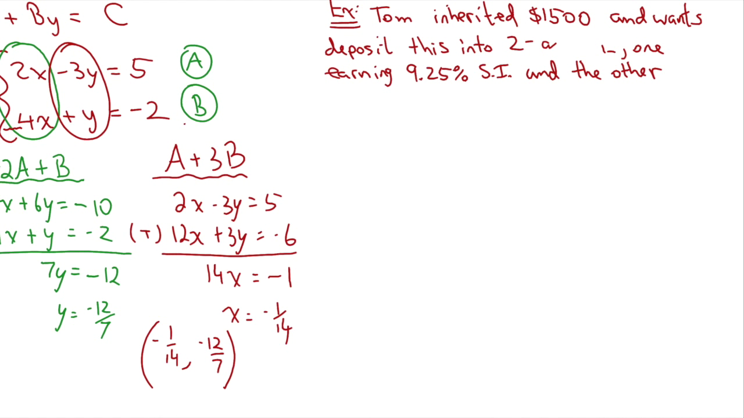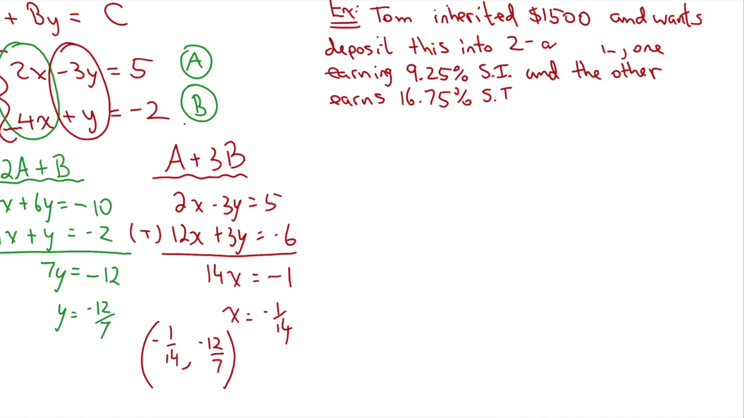Tom inherited $1,500 and wants to deposit this into two accounts, one of them earning 9.25% SI. Anybody know what SI is? Simple interest. And the other earned 16.75%. I wish we could find a savings account that earned that much.